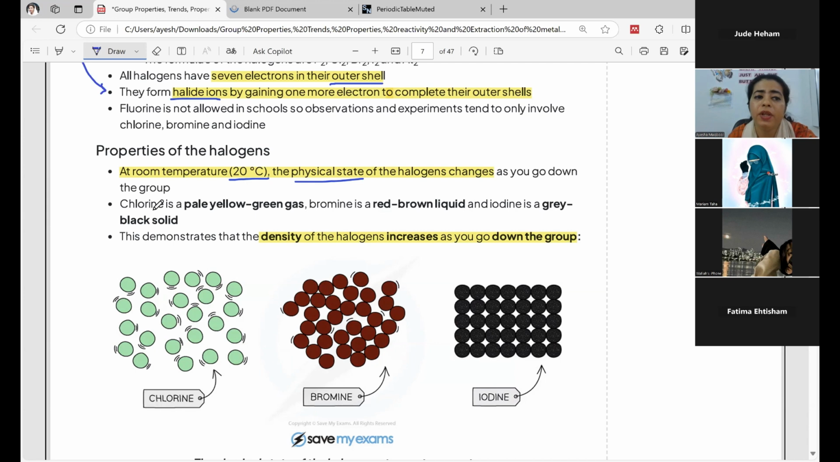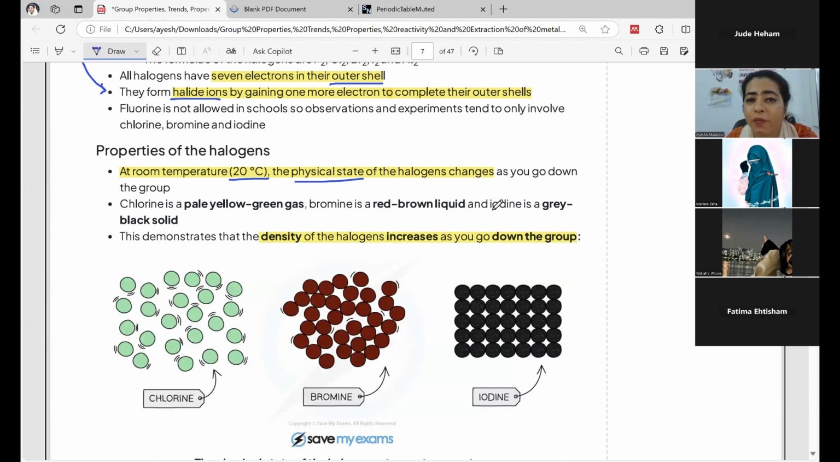Fluorine, at the top, is a gas having no color. Chlorine is also a gas, with a pale yellow to green color. Then after that, we have bromine. Bromine is a red-brown liquid. It can evaporate and go to the gas state as well, but at room temperature it is liquid. And you remember, we said that bromine is the only non-metal liquid at room temperature, and mercury is the only metal liquid at room temperature. This is also one important exam question.